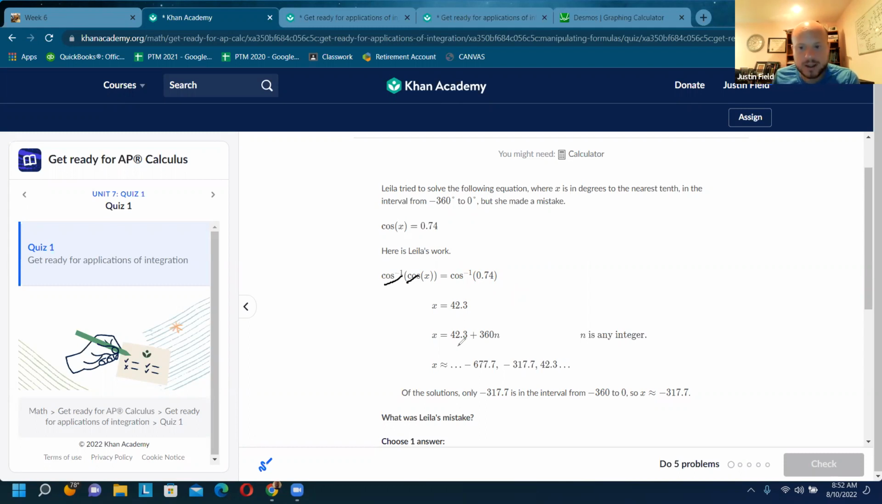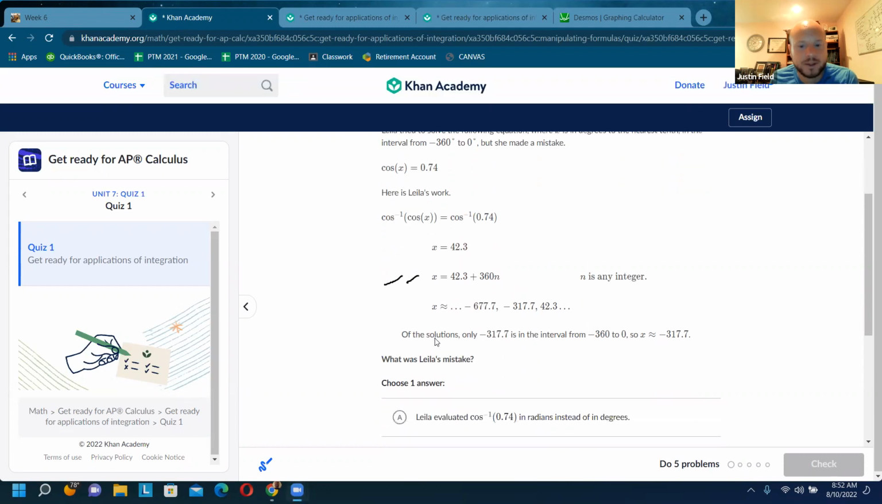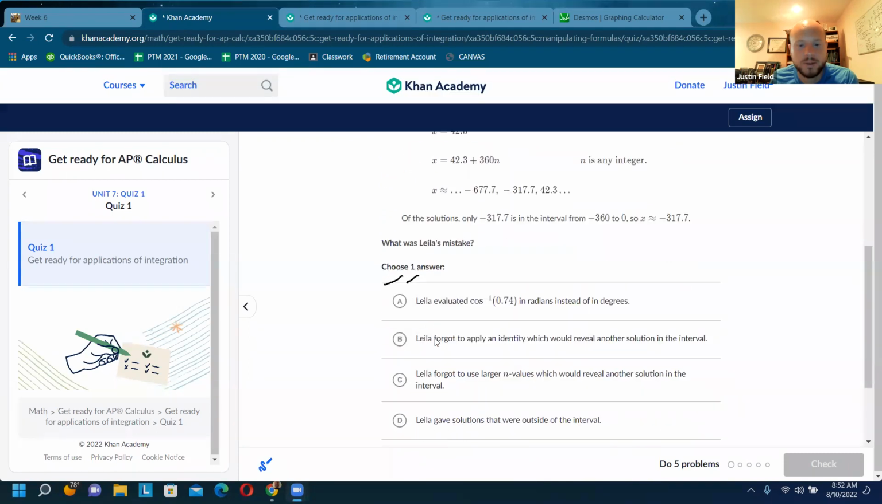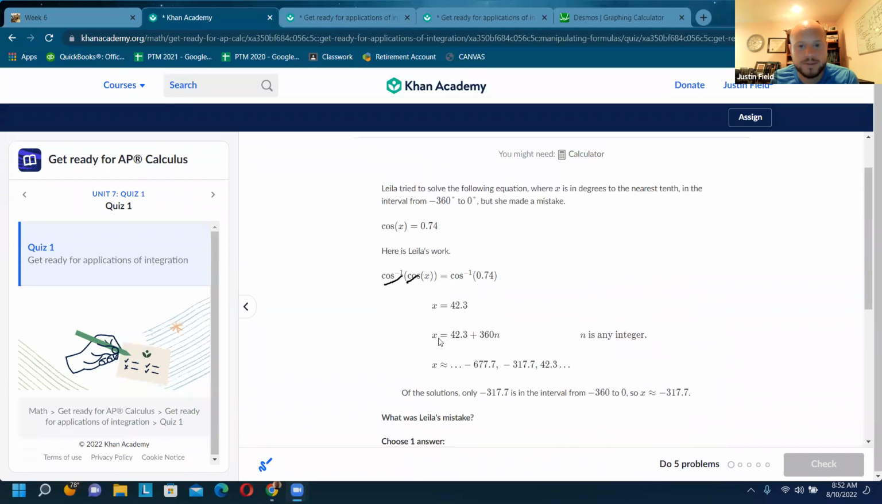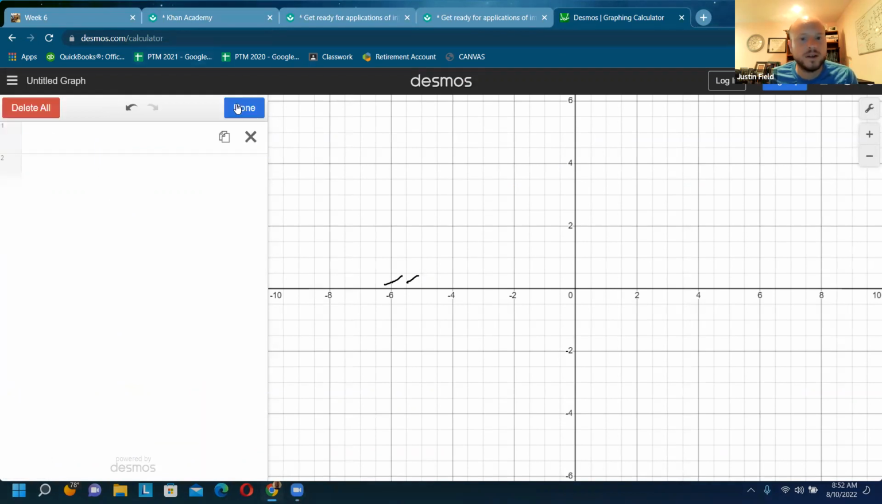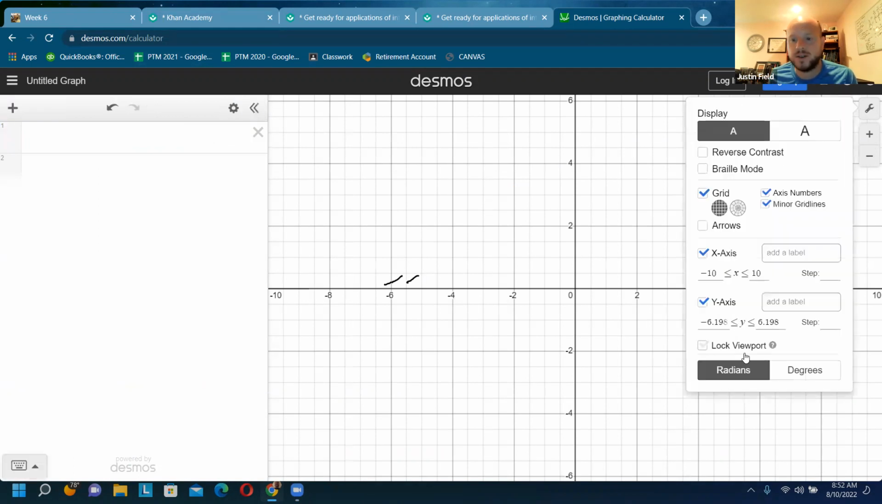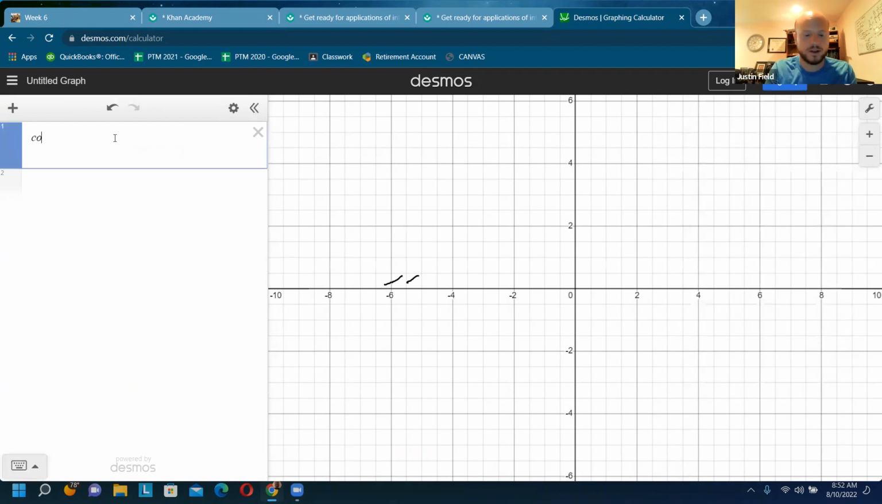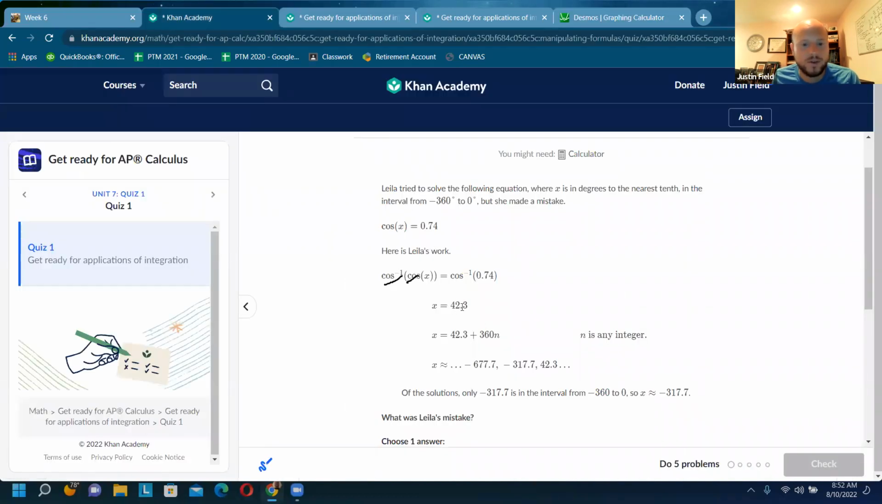But okay, we should probably do this problem ourselves. So cosine of x equals 0.74. Just looking at it, I don't really see a mistake off the top, but we're going to put ourselves in degree mode, and then we're going to find the cosine inverse ourselves. 0.74. And there you go, 42.26. So 42.3.